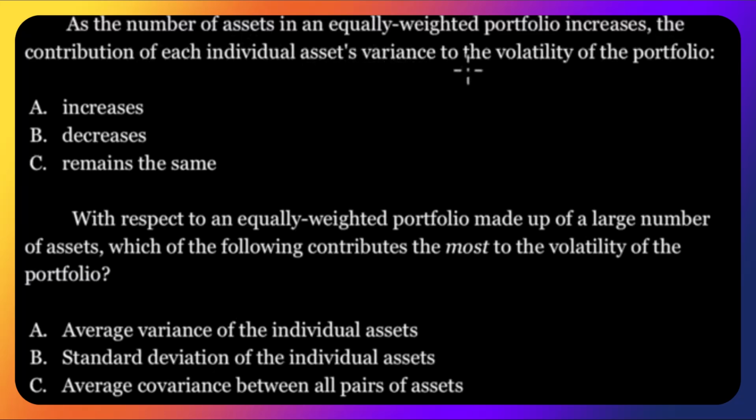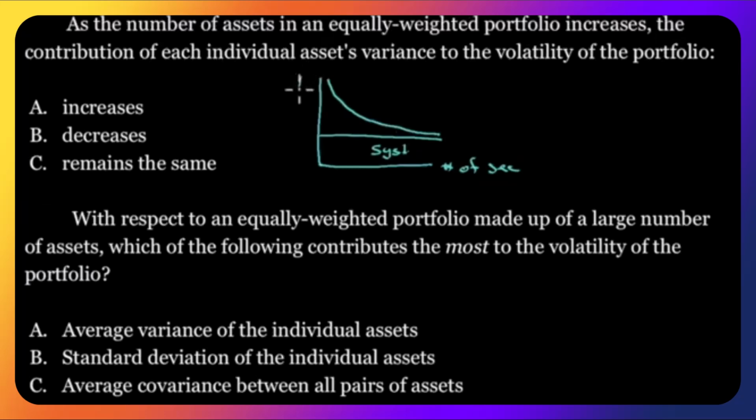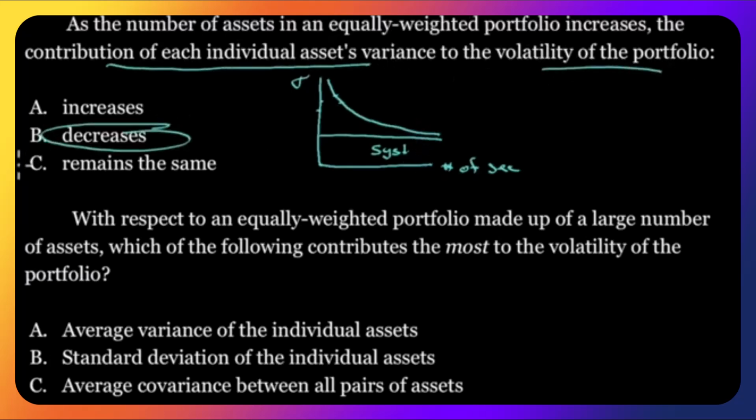As the number of assets in an equally weighted portfolio increases, the contribution of each individual asset's variance to the volatility of the portfolio increases, decreases, or remains the same. Well, I drew this out for you. This is number of securities. This is systematic risk. And we have diversifiable or non-systematic risk. As we increase the first few securities, you have big reductions in volatility of the portfolio, but as the number of securities increases, each incremental one is affecting the volatility of the portfolio less and less and less. So the contribution of each individual asset's variance to the volatility of the portfolio decreases.